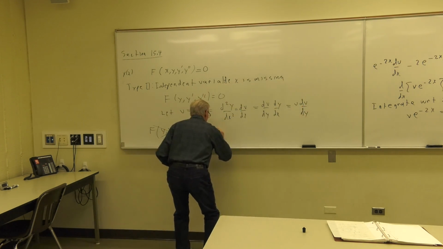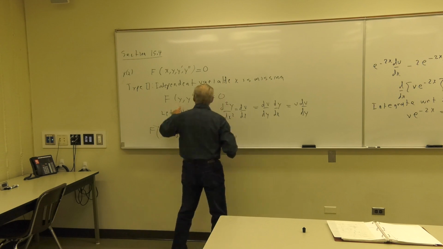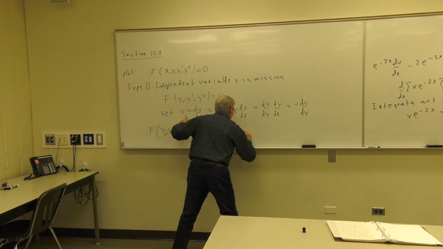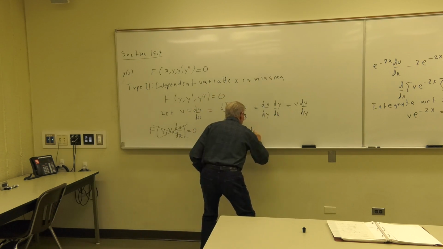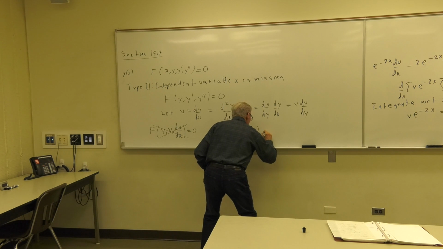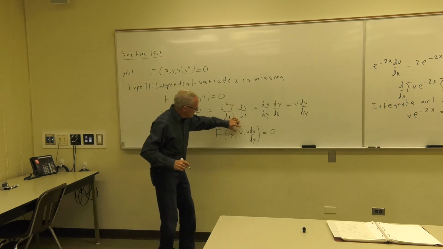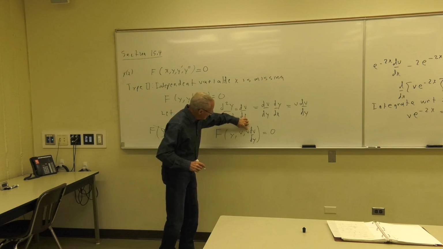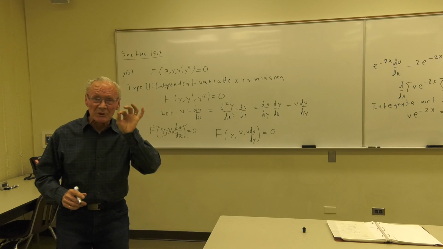So suppose, instead of putting that thing in, I put this thing in instead. And what we'll be looking at? F, the y's are there. What's the y prime? That's the v. And you're going to put this in for the y double prime, v dv dy. So there's what's going to be in your equation. y's and v's and more v's and dv dy. Two variables. v's and y's.